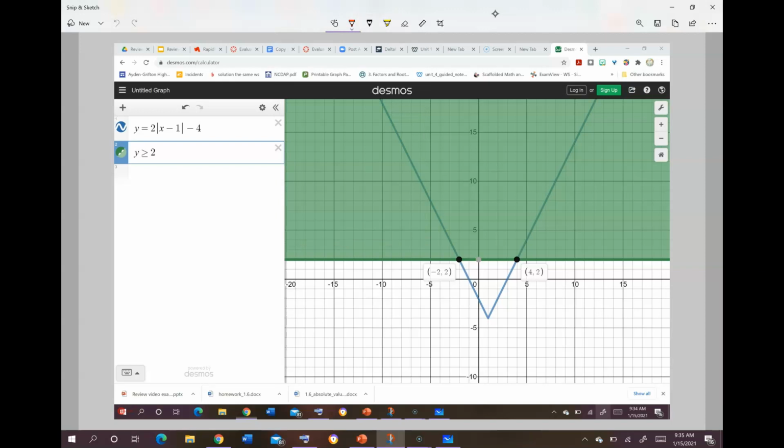So, if you look, none of this is shaded. So, that's not a solution. This is not a solution. What is the solution is the green, and we have to write it in inequality form. And an inequality deals with your x's. So if you look, my x's start at -2, right?